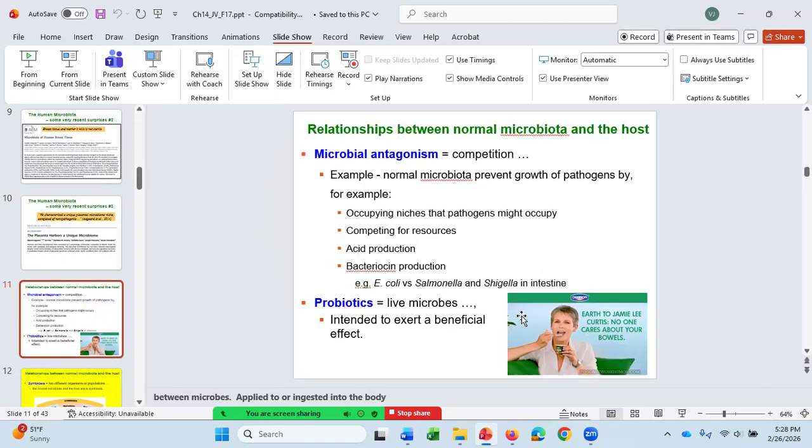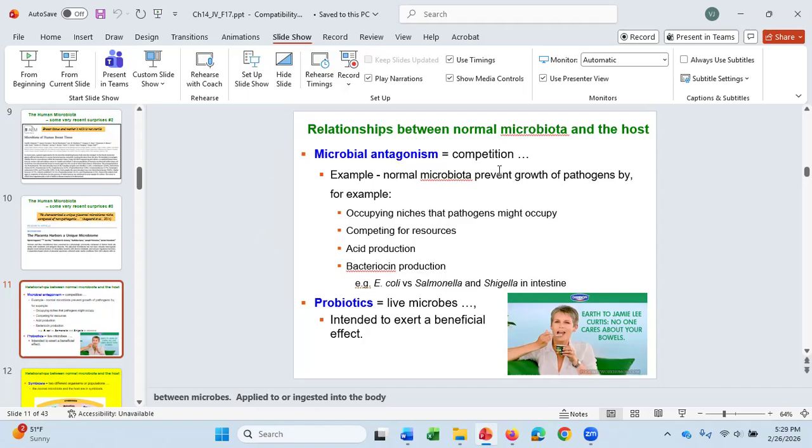All right, there is a relationship between the normal microbiota and the host. The normal microbiota colonizes the host and will be with the host essentially for the lifespan of the host. The normal microbiota is important because it can engage in microbial antagonism with a human pathogen.